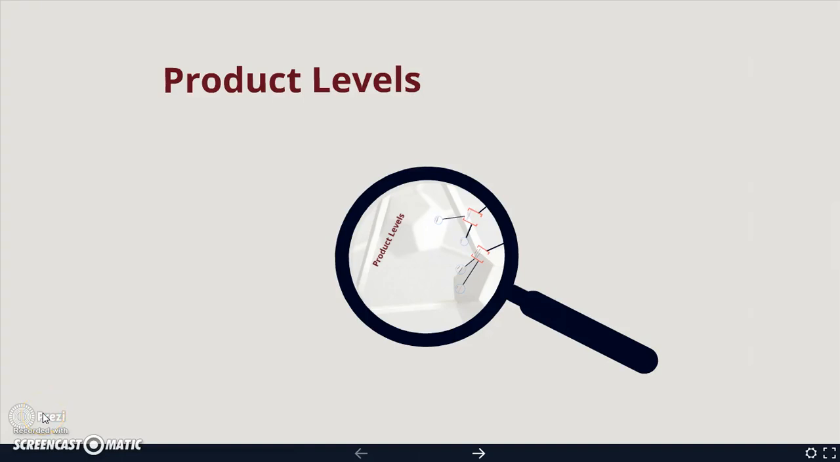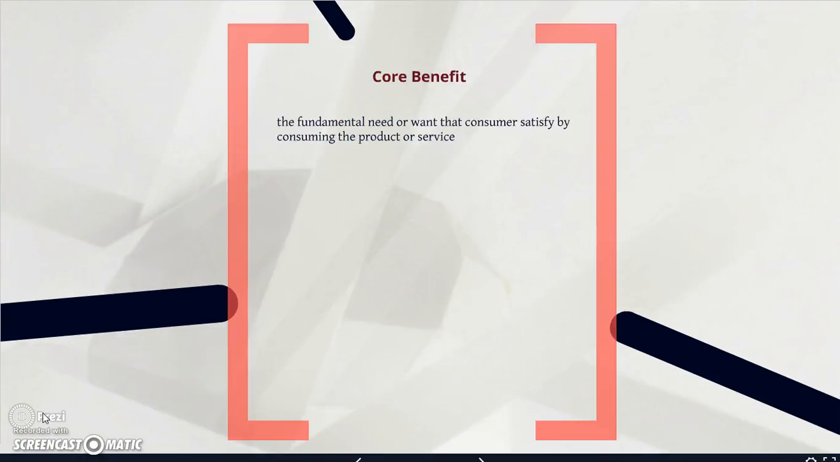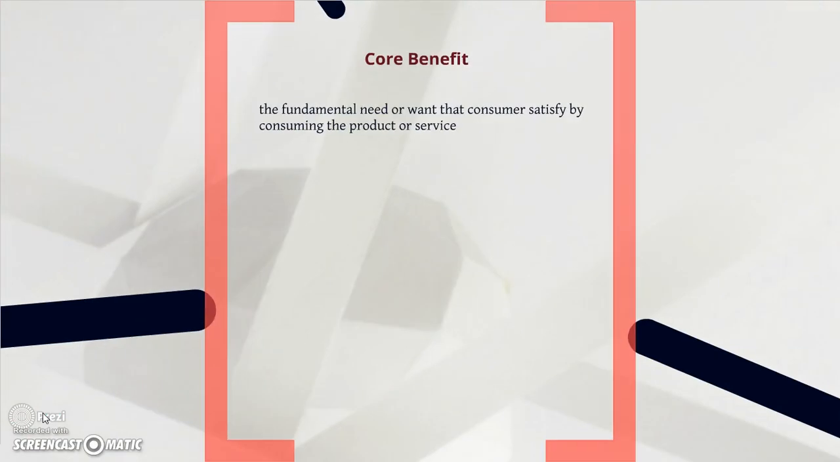In this video, we'll talk about product levels, and we have 5 levels in the product. The first level of the product is core benefit. That is the basic requirement that will satisfy the customer need.